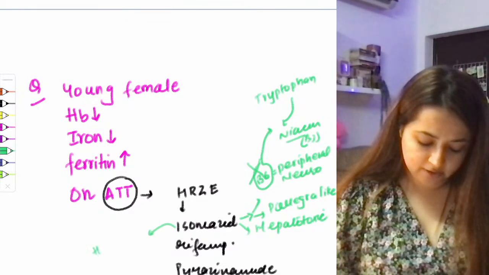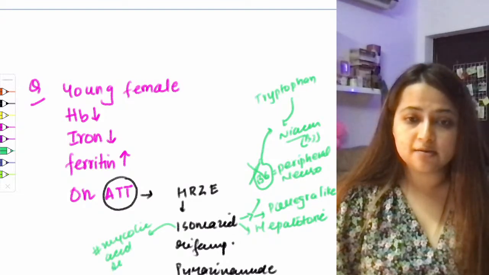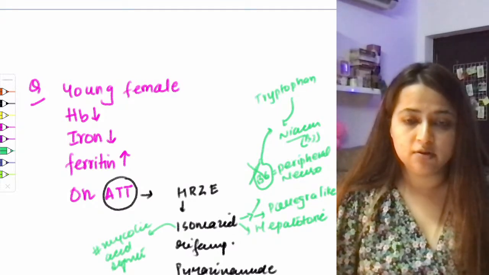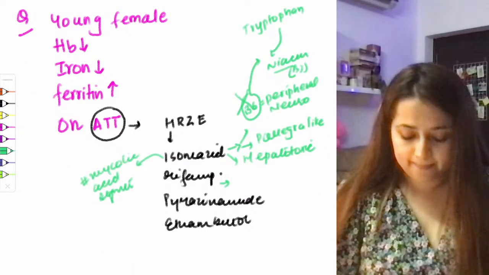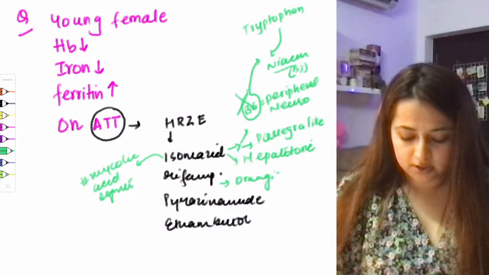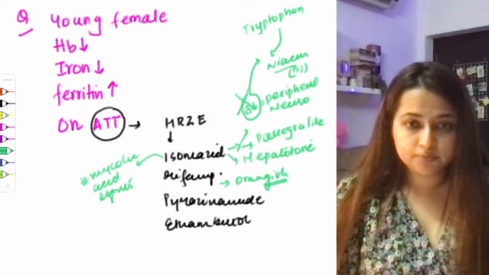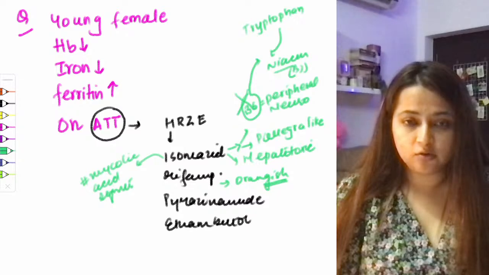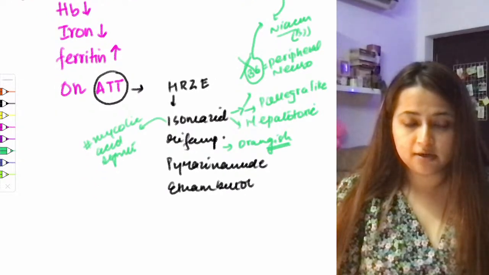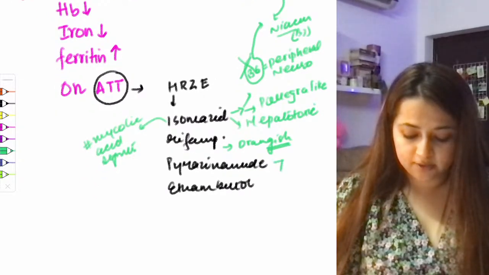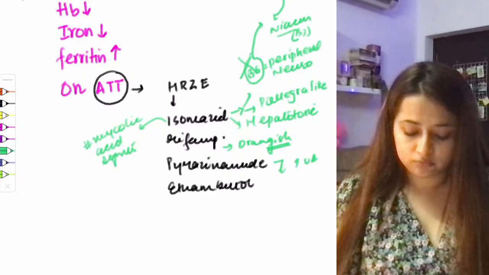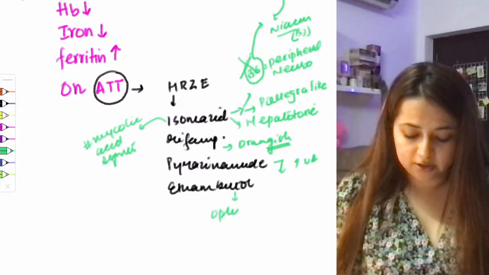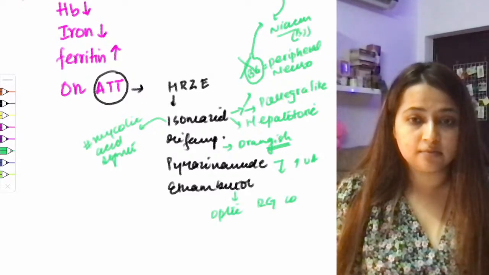Another thing, isoniazid inhibits mycolic acid synthesis, and mycolic acid is part of the cell wall of mycobacteria. Rifampicin, orangish discoloration of the body fluids. To some extent, it is also hepatotoxic, and it is an enzyme inducer. Pyrazinamide increases the uric acid levels, so increased risk of gout. Ethambutol leading to optic neuropathy, red-green color blindness.